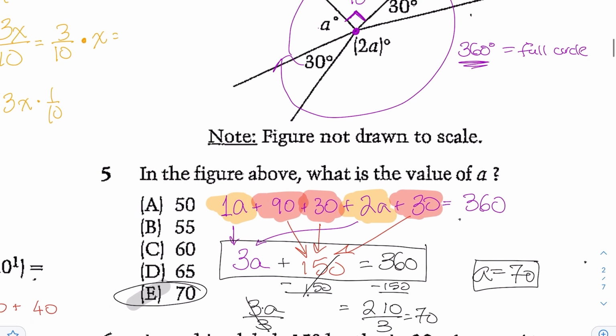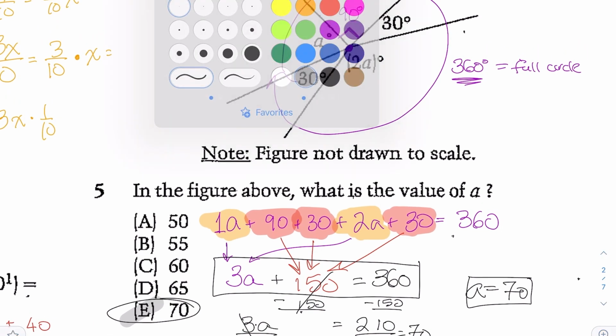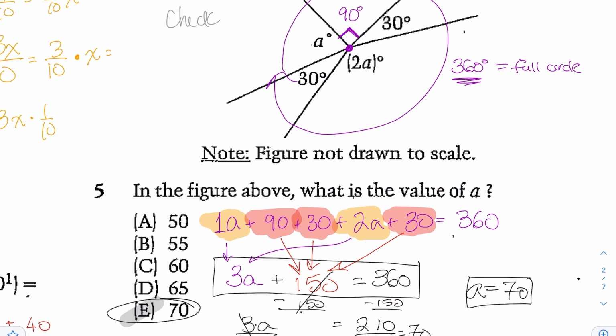Now you can always double check your work. And to check your work, you just have to substitute 70 for A. So that angle is actually 70 degrees. 2A would be 140 degrees. And we want to see if everything adds up to 360. So if you did 70 plus 90 plus 30 plus 140 plus the other 30, I want to see if this adds up to 360 degrees.